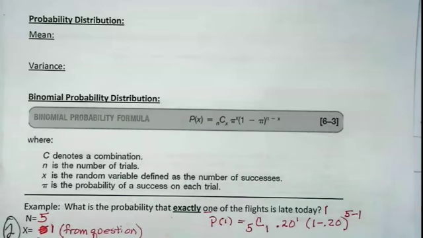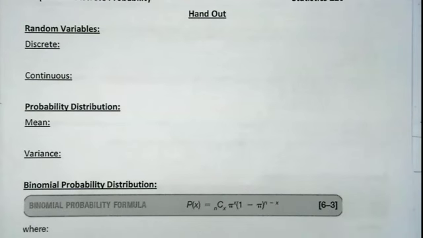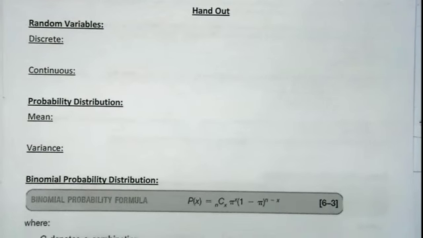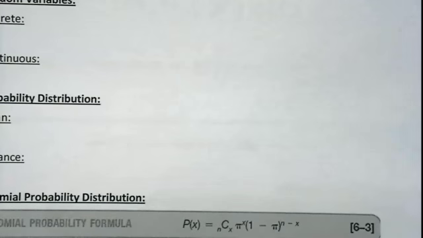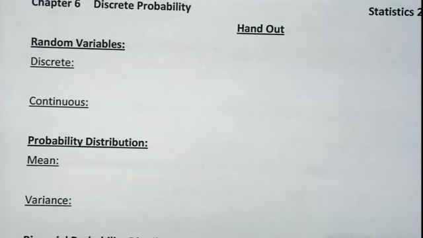Now, I am going to go over to the handout. And this is the handout you should have printed out. I'm going to zoom in here a little bit. You'll see it says Chapter 6, Discrete Probability. I'm going to let you, outside of this video, fill out the definitions of discrete, continuous, mean, and variance.